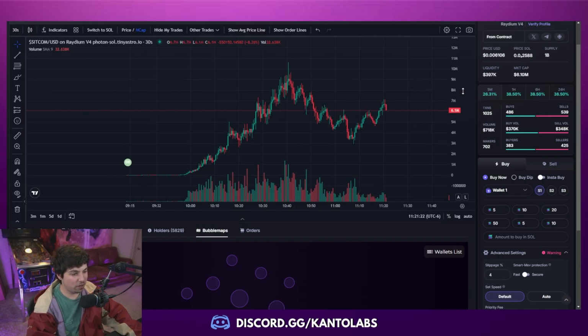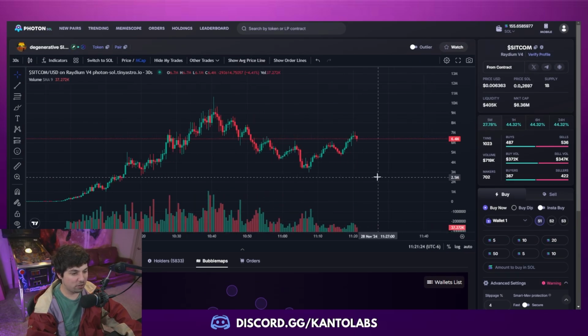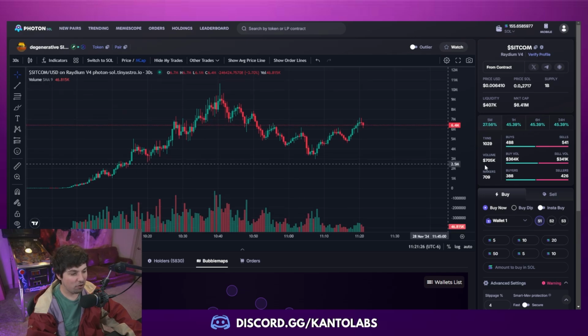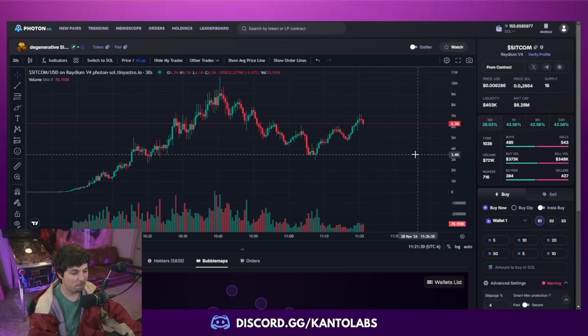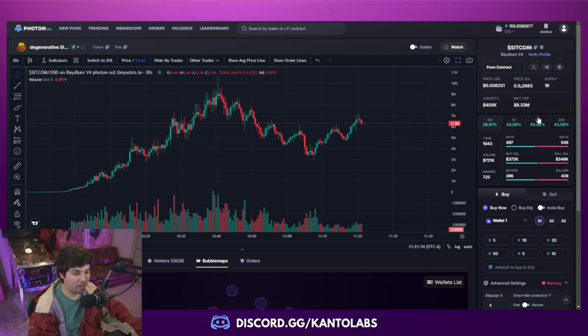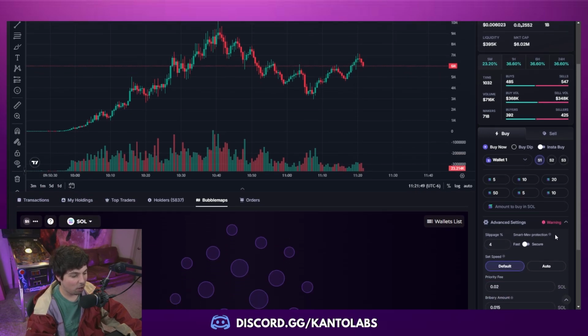So let's just take a look at this one real quick. This coin is called Sitcom. This coin has $700,000 in volume currently. If you were to ask me, what would I use for my settings in this specific situation? What I would probably do, depending on how much money I was going to go in with, but let's just say for the sake of it that I was going to put in 1 Solana. And we can even just try this. I'll put in 1 Sol on this just for fun.